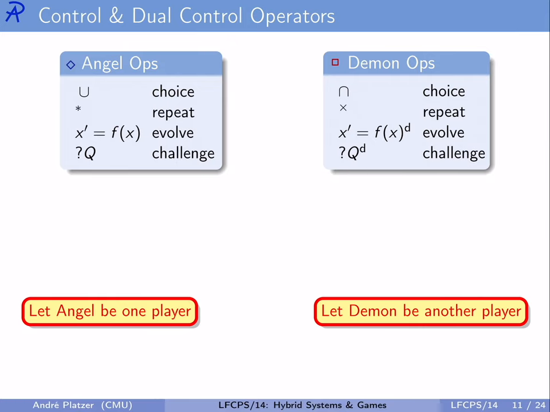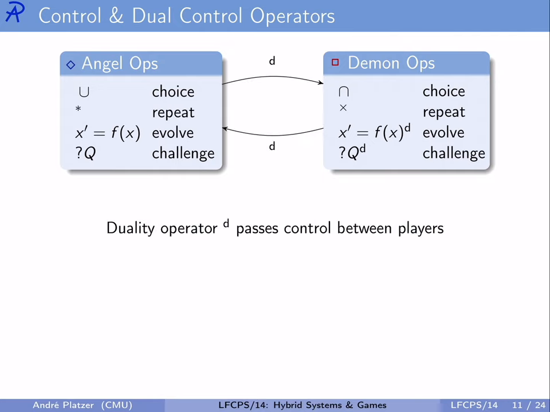We can do that. We could be adding all of these operators, but oh boy, that would be a whole lot of change of the language, and each of them would have to have their semantics, and each of them would have to have their reasoning principles, and they all need to be interacting in interesting ways. It's easier to instead just add one operator, the duality operator, that passes control between the players. So by the duality operator, whatever used to be Angel's choice becomes Demon's choice, and whatever used to be Demon's choice becomes Angel's choice.